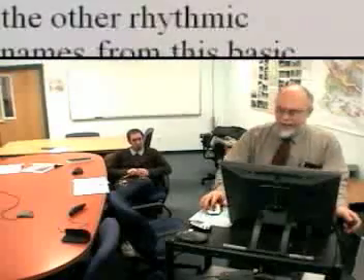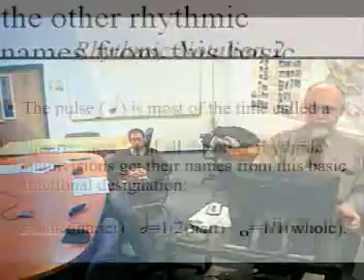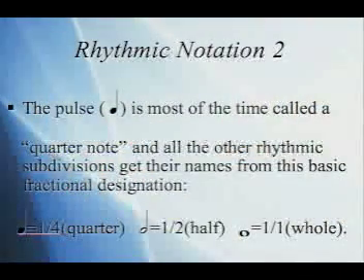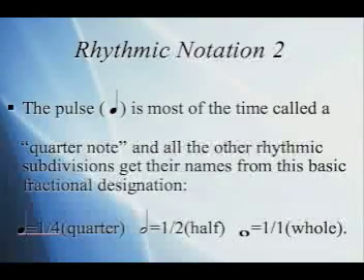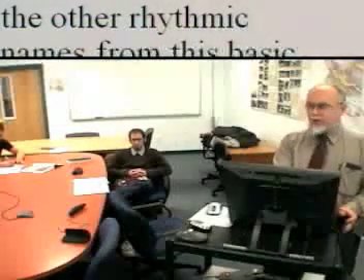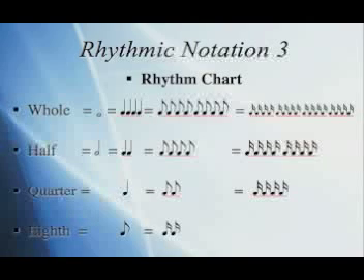Okay. Once again, these things are not written right. The pulse, the quarter note, is most of the time called the quarter note. All the other rhythmic divisions get their names from this basic fractional designation. So a quarter note is that much. Actually, do it the other way. Let's go to whole note. A whole note is a 1. Whole note is equal to 1.